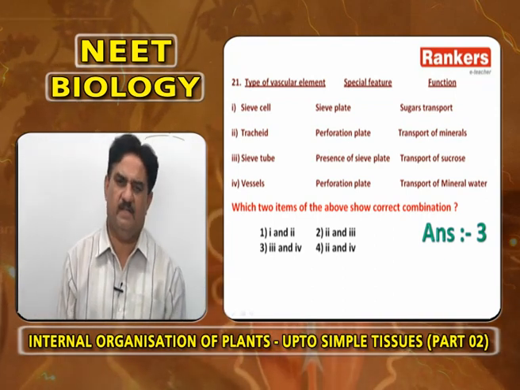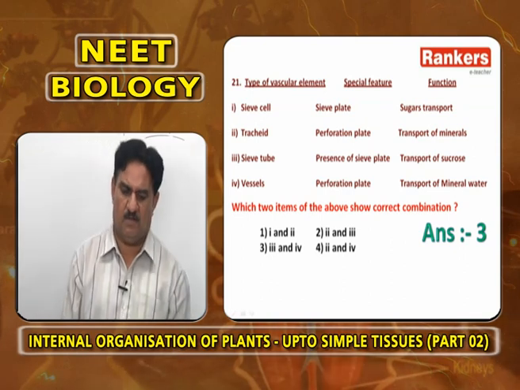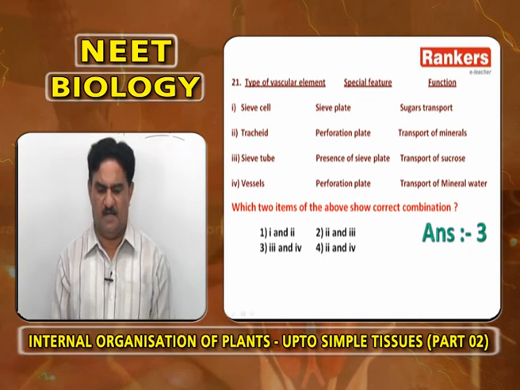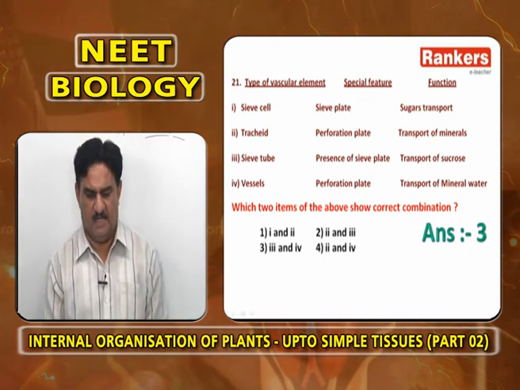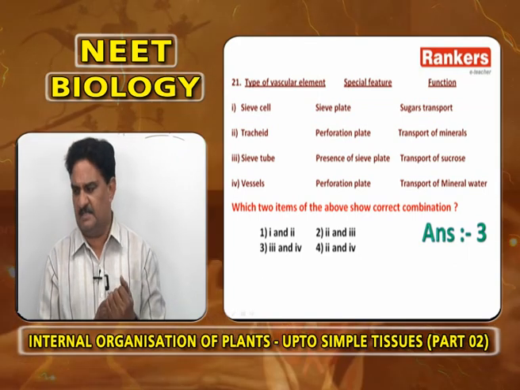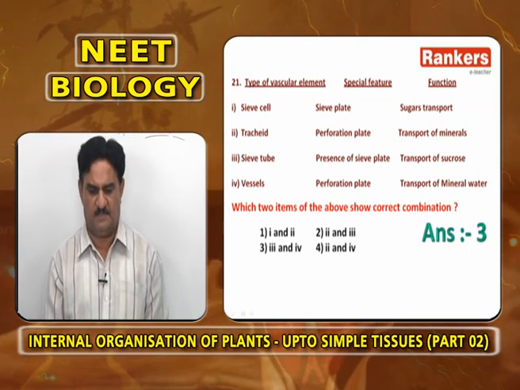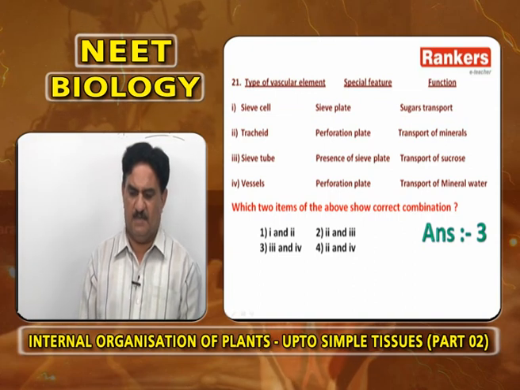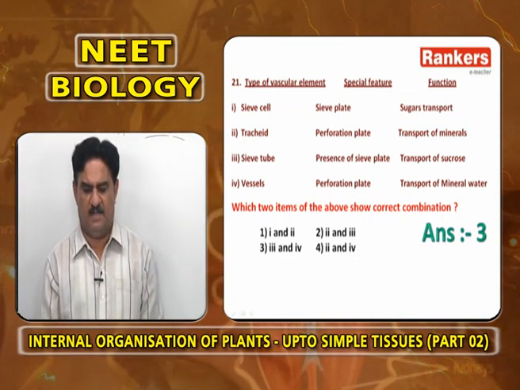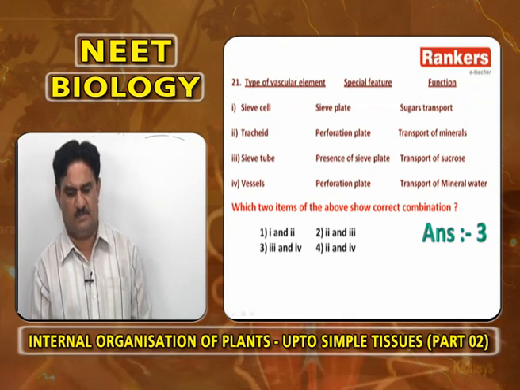Perforation plates are found only in xylem trachea where the end walls are dissolved, not where the end walls are closed. Xylem tracheids do not possess perforation plates. Transportation of minerals is correct, but they do not possess perforation plate. Sieve tubes, presence of sieve plate, transportation of sucrose is correct. Sieve tube definitely contains sieve plates.